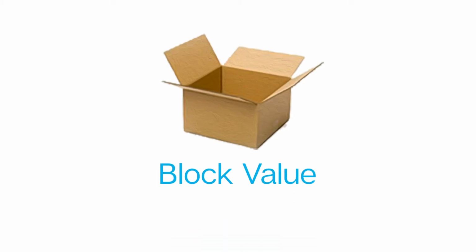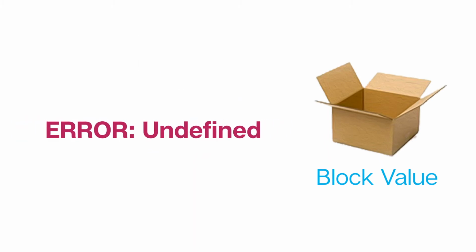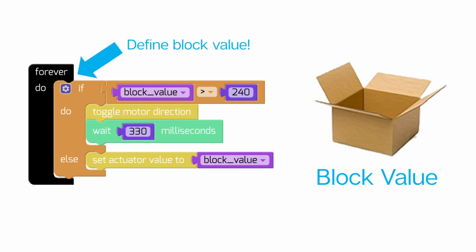The block value is a variable, and we use it a few times in this program. But we never tell the cubelet how to create a block value, so we need to add that into our program. Otherwise, there's nothing to fill the box of block value. So our program won't see anything, and our robot won't move.